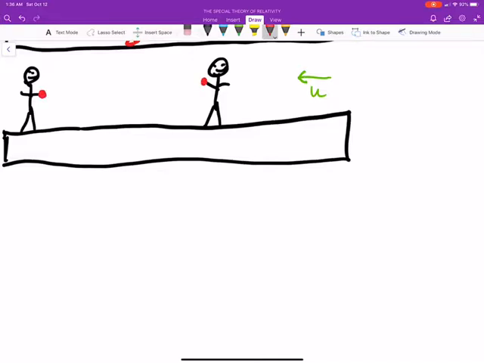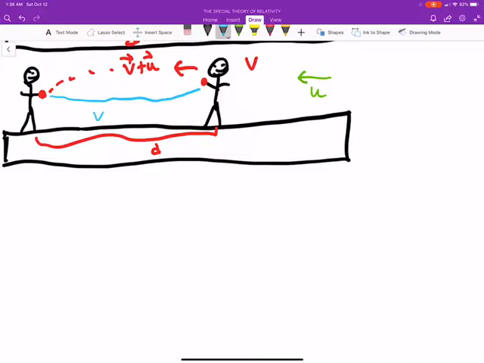Think about it. Well, this guy is going to be throwing at this. We'll say it's the same distance d, and they both throw it at a speed v. Well, here it's going to go v plus u, right? And this guy, we'll do it in blue. That's going to be v minus u.